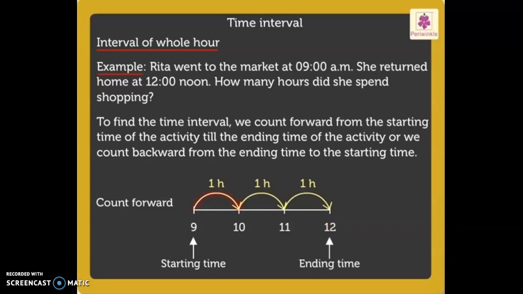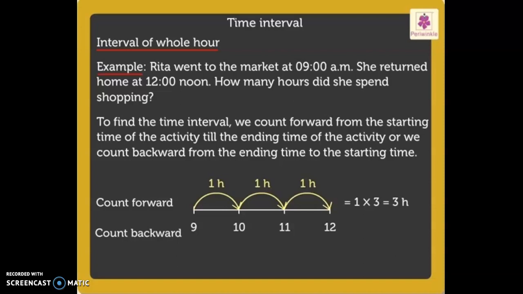So, here we skip counted thrice at an interval of 1 hour and got the answer as 1 multiplied by 3, that is equal to 3 hours. Now, let us count backward at an interval of 1 hour, that is from the ending time 12 noon to the starting time 9 a.m.